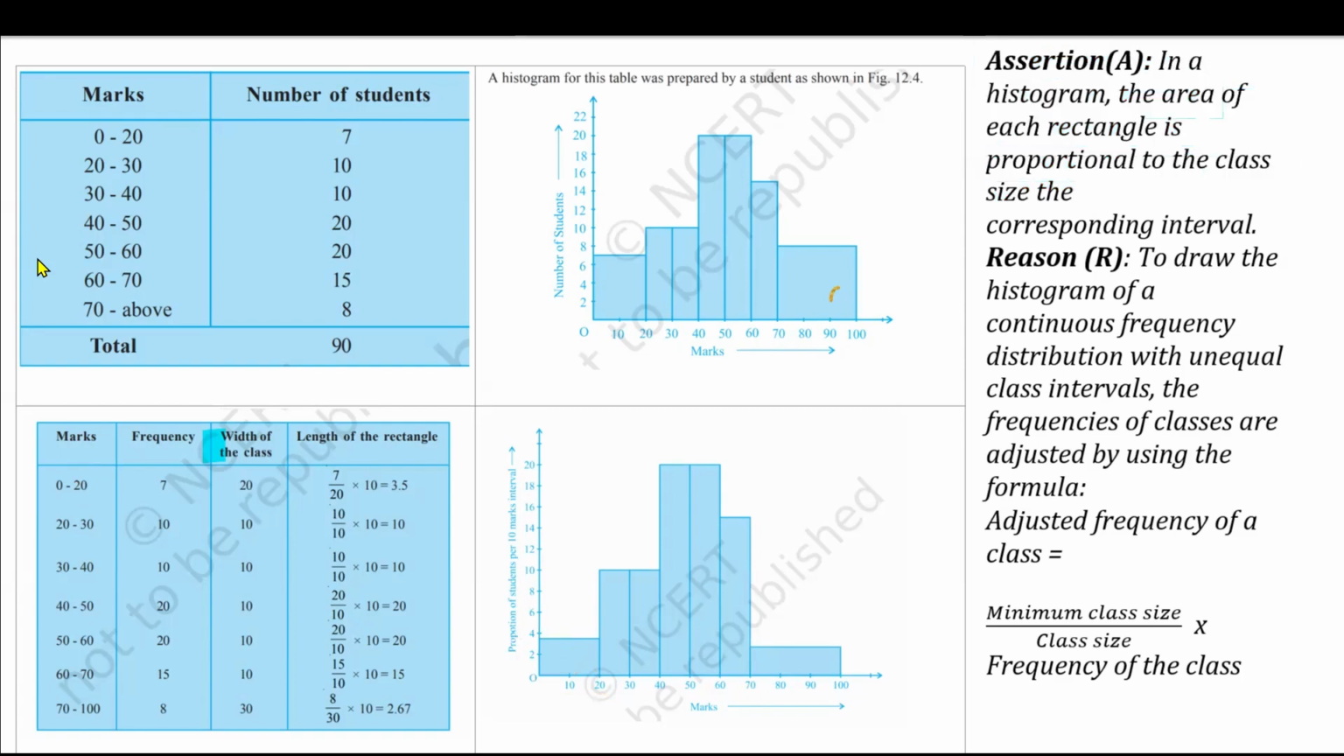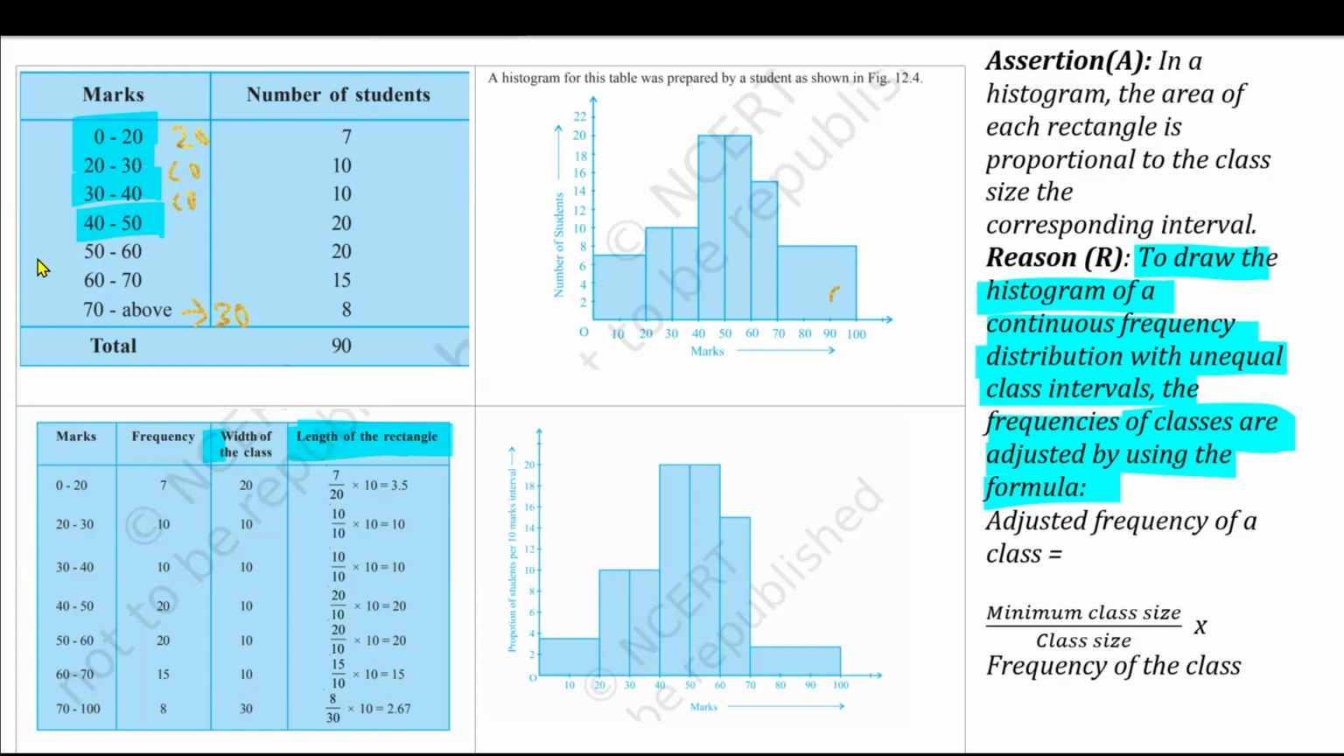Now, what does the reason say? To draw the histogram of a continuous frequency distribution with unequal classes, like as you can see, it's an unequal class. Here the class size is 20, then 10, and then 10, and so on, and here it is 30. They are talking about the adjusted frequency. This is the adjusted frequency. They are saying that the adjusted frequency is the minimum class size divided by the class size. That's correct.